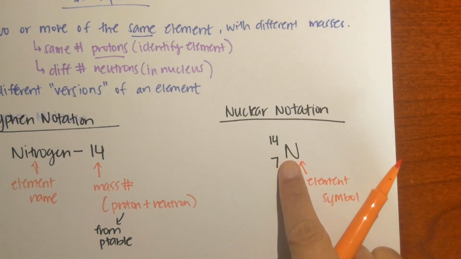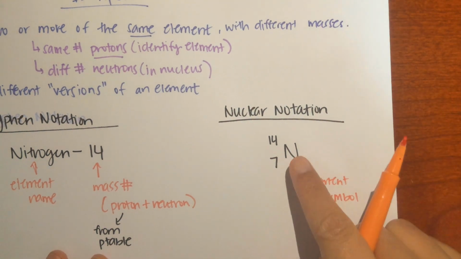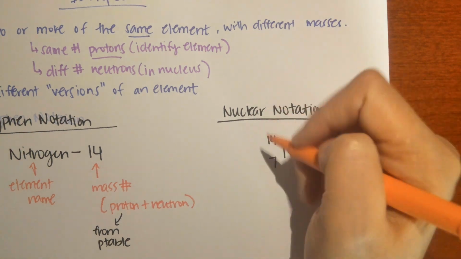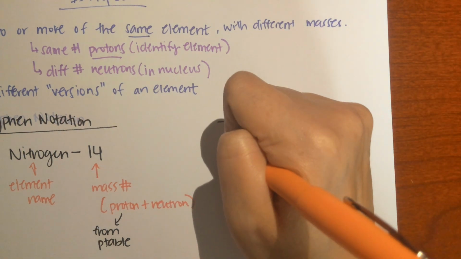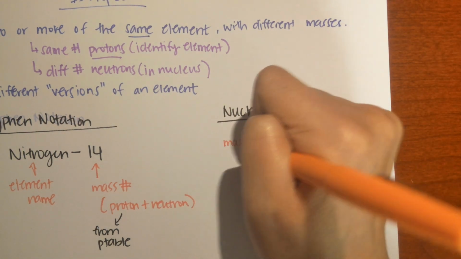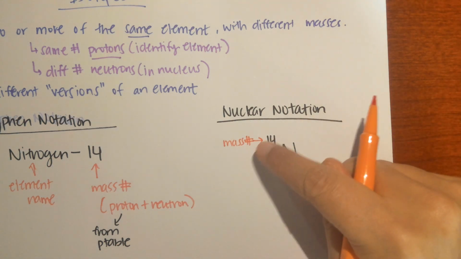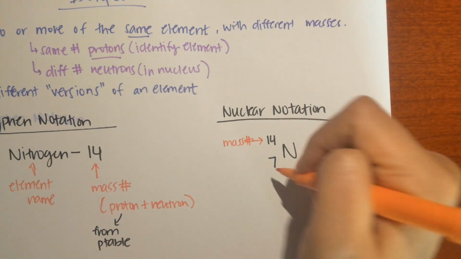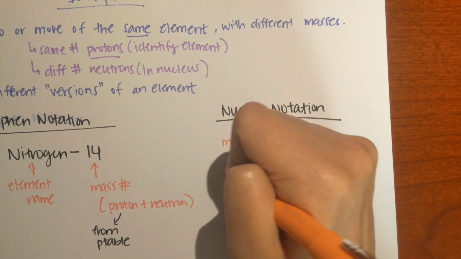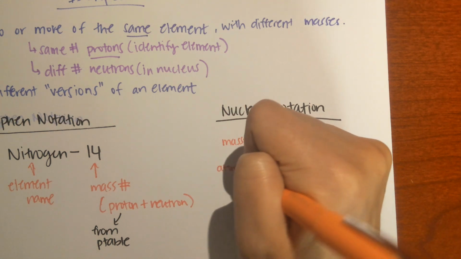and then you have these two numbers, so I guess that's the most confusing part, which one is which. So the top number is always, always, always your mass number. And what I like to think of is the bigger number always on top. And then the bottom number is always your atomic number or your proton number.